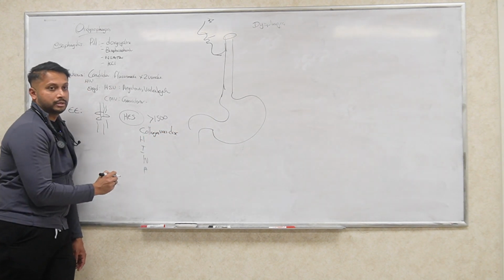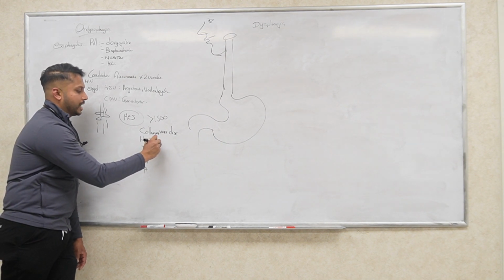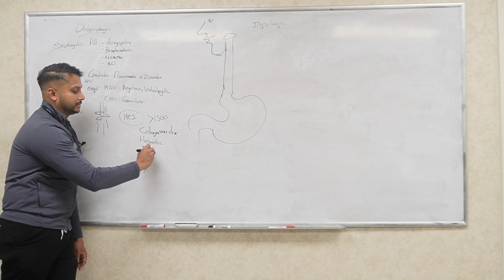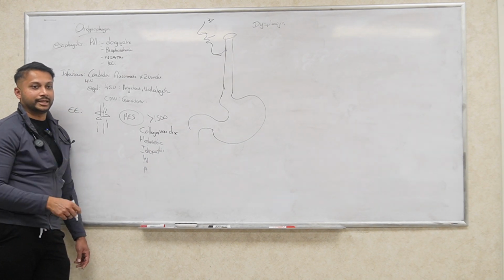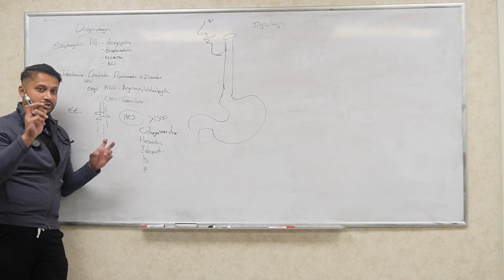H for helminthic. I for idiopathic. Never study one system as one system. They are all interconnected. This is how the exam writers will start here and take you into idiopathic hypereosinophilic syndrome.